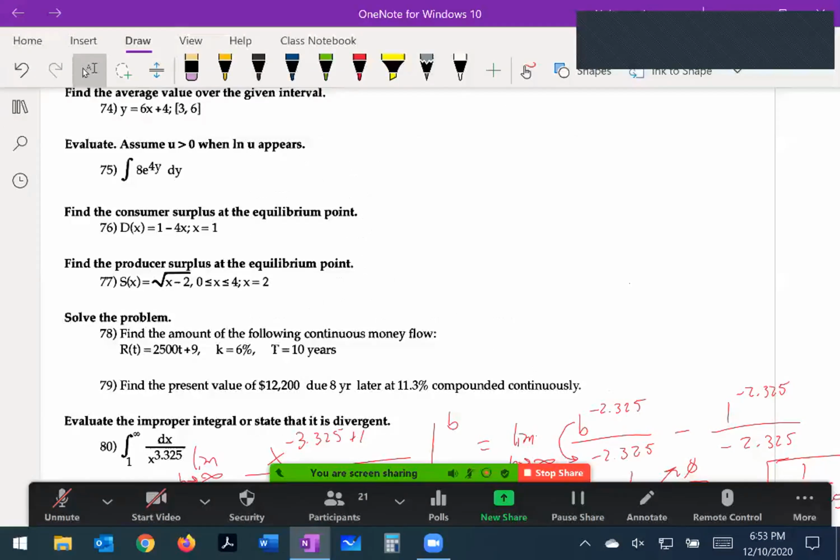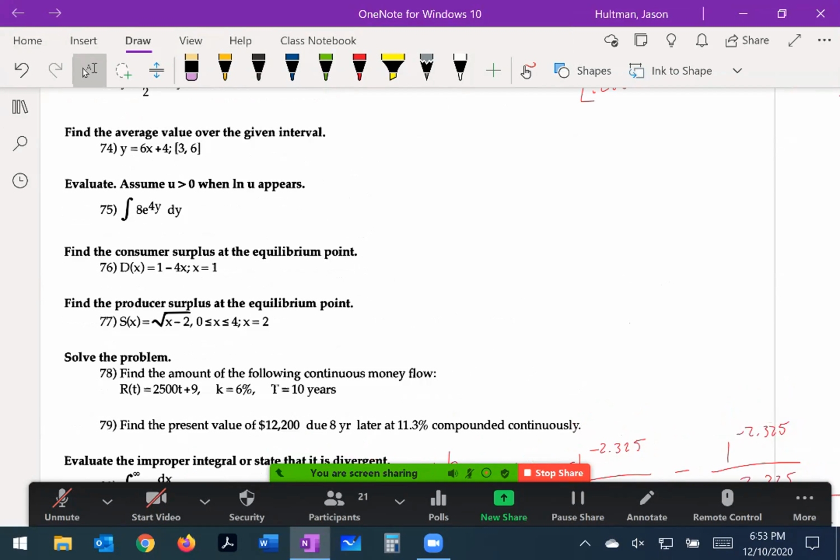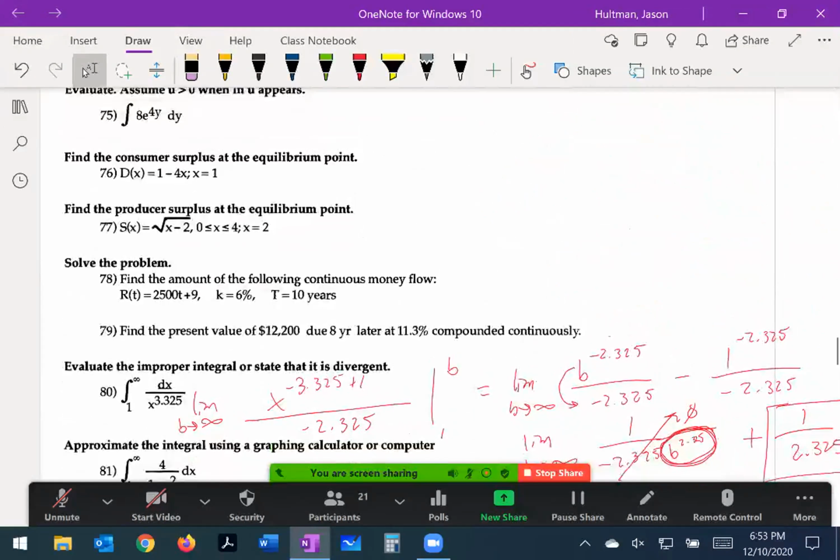77, right? Okay, so QP minus the integral from 0 to Q of S of X dx, right? Find the producer surplus at the equilibrium point. So we want X to go from 0 to 4, and it looks like the equilibrium point is X equals 2.